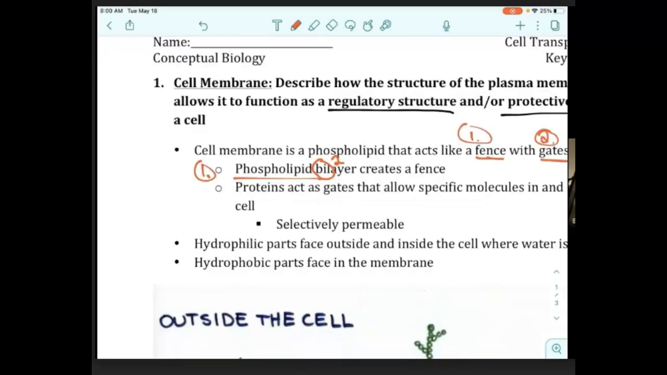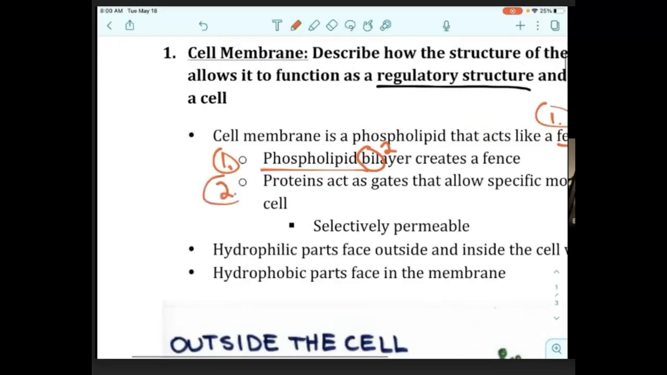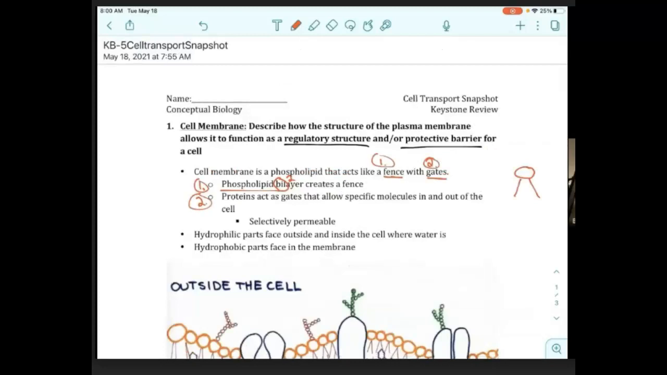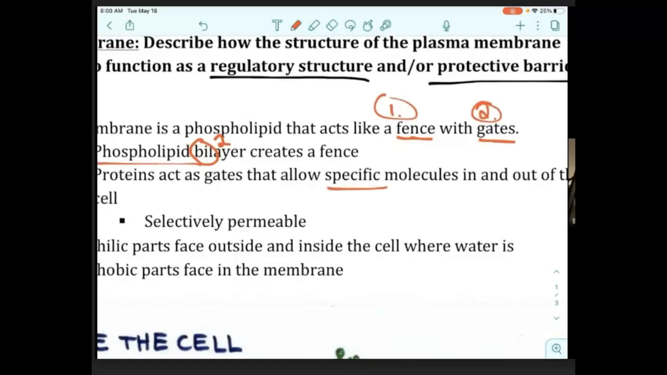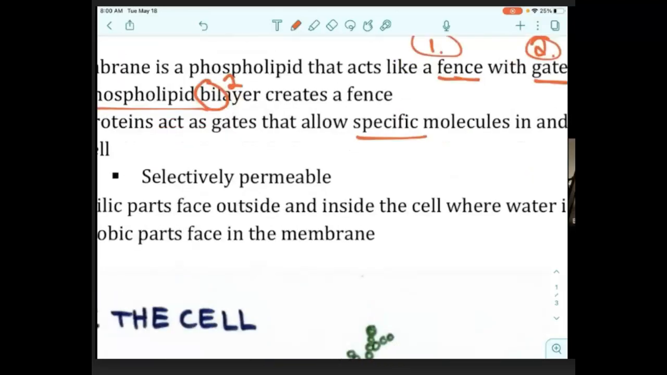The second part are the proteins. We said the proteins, they act like gates in the fence, right? So proteins are like gates. They're going to allow specific molecules in and out of the cell. And remember, the key word here is specific. They don't just let every molecule in and out of the cell. They only allow specific molecules in. And so that makes the cell selectively permeable.